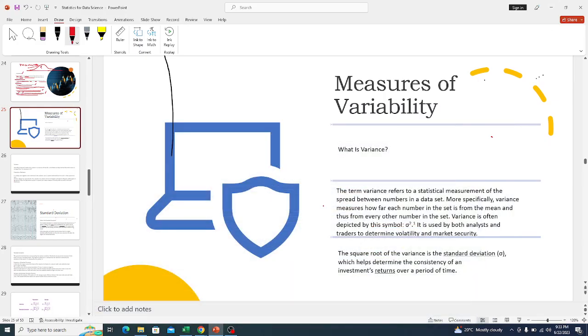Okay, good. So the second measure in descriptive statistics is a measure of variability. Under measures of variability, we only have what? Two measures. That is variance and what? Standard deviation.